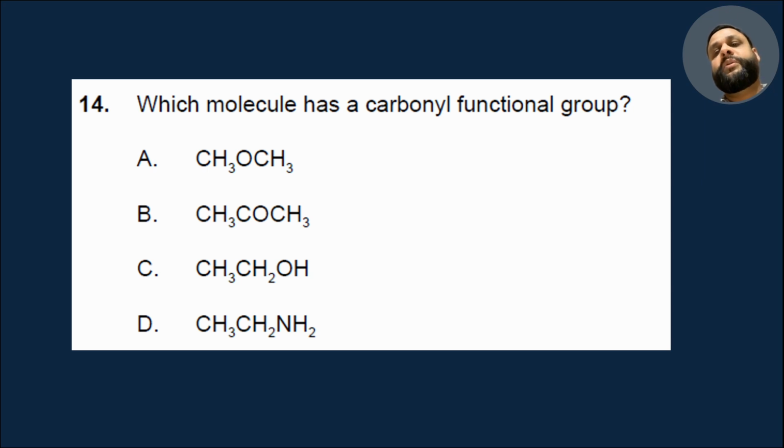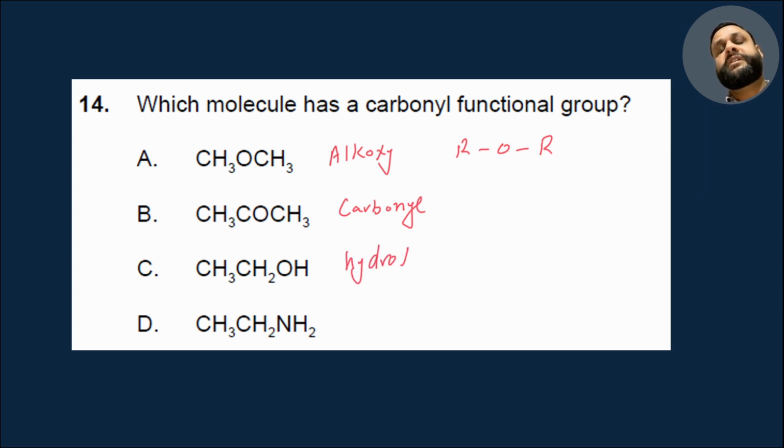Which molecule has a carbonyl functional group? Option A, we have alkoxy as a functional group, and ether is the class, ROR. In B, we have carbonyl as a functional group, and ketone is the class. In C, we have hydroxy as a functional group, alcohol is the class, and in D, we have amino as a functional group, and amine is the class. So hence the correct option is B.